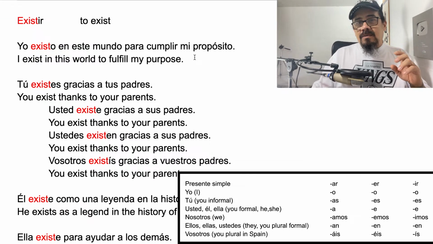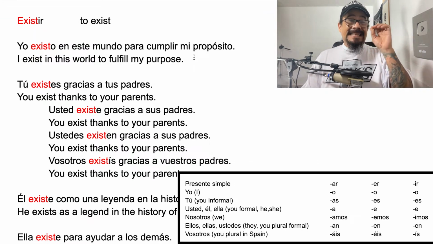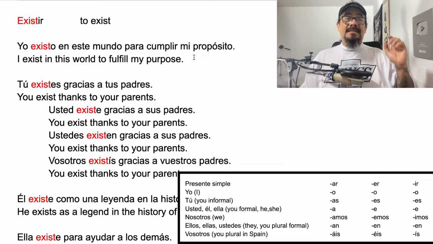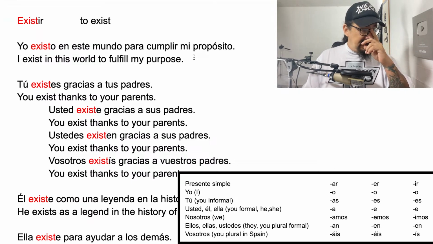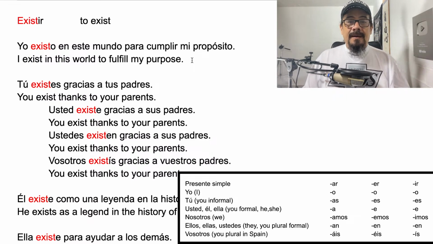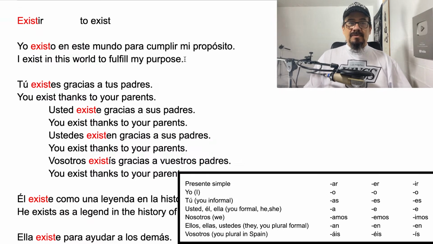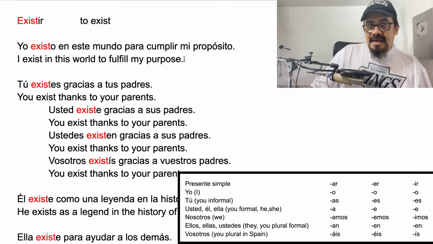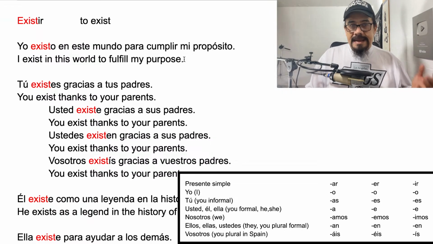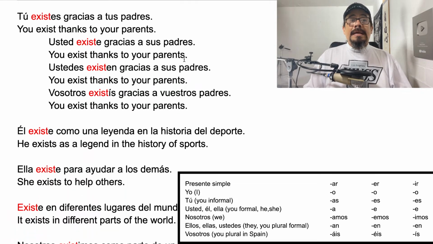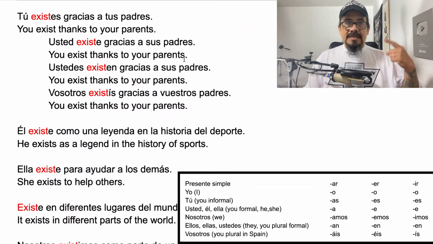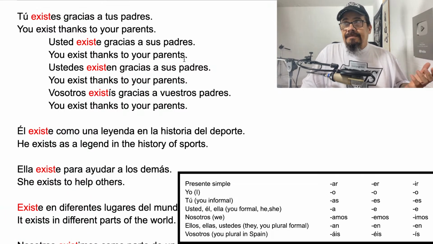Translation might sound kind of weird in English, but these are sentences that we can say in Spanish, and in Spanish they have meaning. They make sense. Yo existo en este mundo para cumplir mi propósito. Would be something like I live in this world, but I exist. Okay. Tú existes gracias a tus padres. You exist thanks to your parents. You live thanks to your parents.